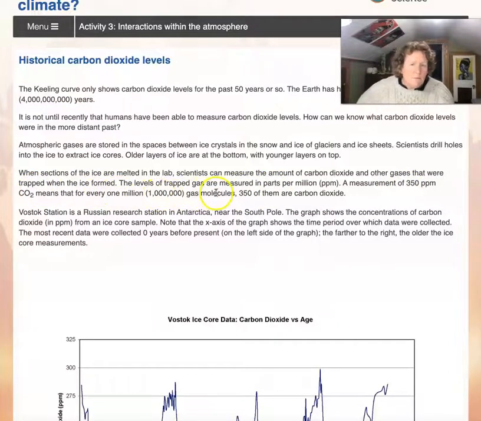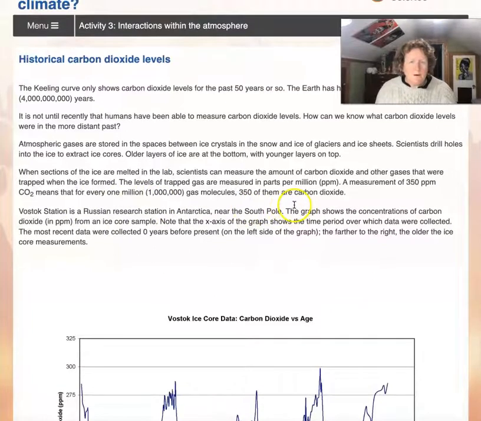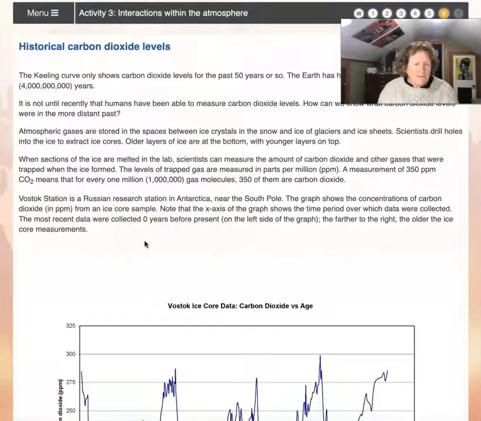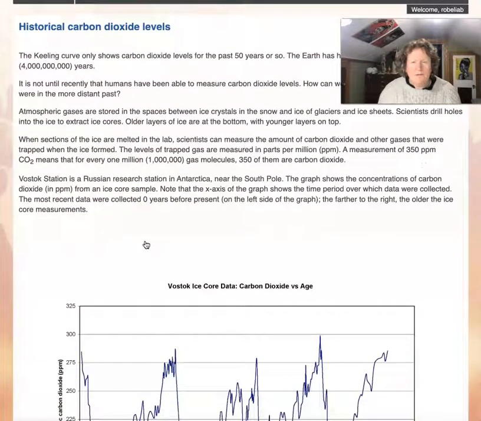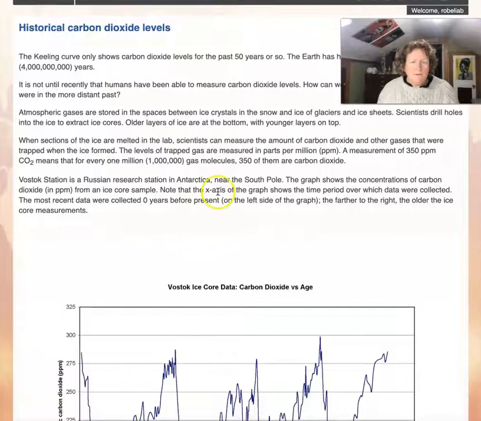The levels of trapped gas are measured in parts per million. A measurement of 350 parts per million CO2 means that for every 1 million gas molecules, 350 of them are carbon dioxide. So it's a pretty tiny amount of carbon dioxide, but it's still very important in the functioning of our planet. Vostok Station is a Russian research station in Antarctica, near the South Pole.